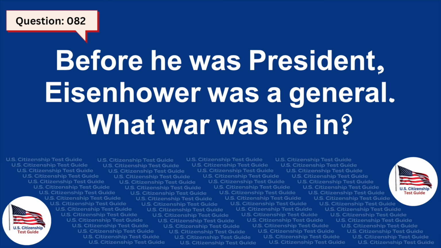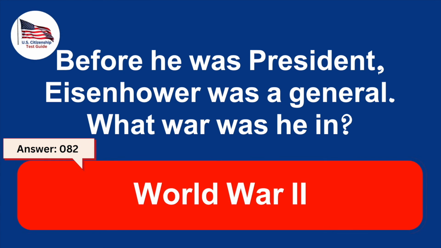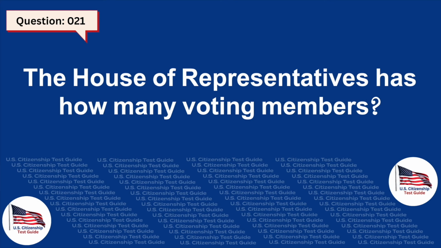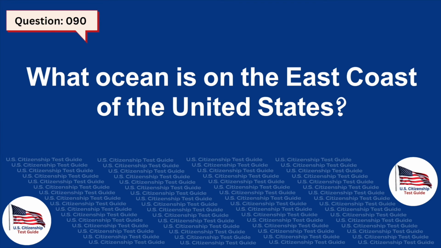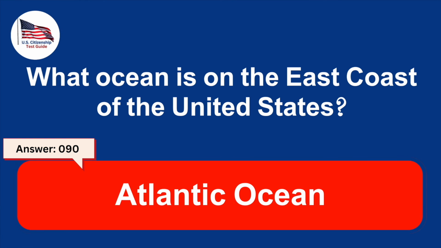Before he was president, Eisenhower was a general. What war was he in? World War II. The House of Representatives has how many voting members? 435. What ocean is on the east coast of the United States? Atlantic Ocean.